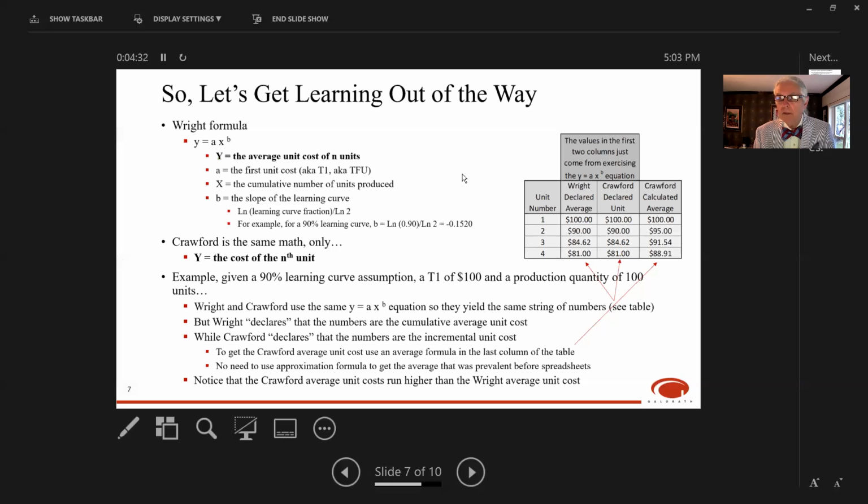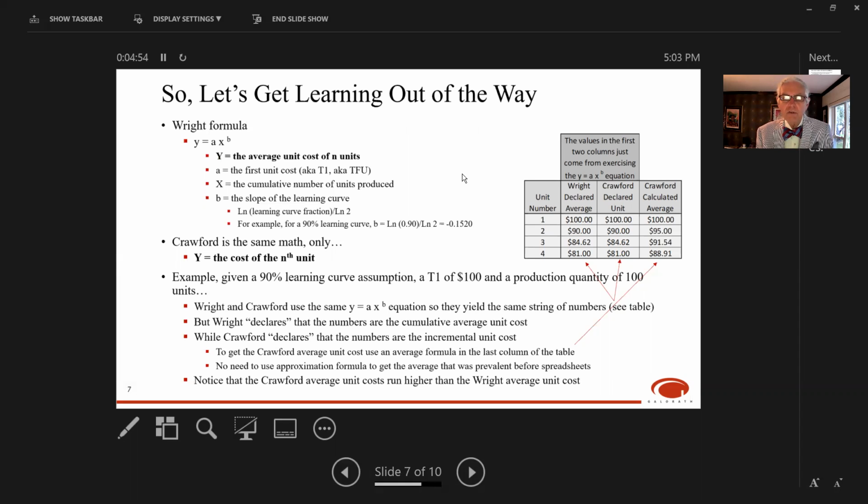Now, this is a good time to point out that we start out with the first unit cost of 100. So with a 90% curve, the second unit is when quantity is doubled. So we see 90% of 100 yielding the $90 for the second unit. And then when production quantity doubles again to 4, we see 90% of 90 yielding the $81 value there.